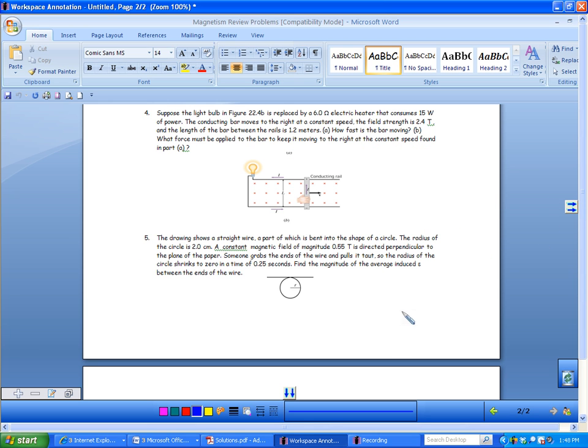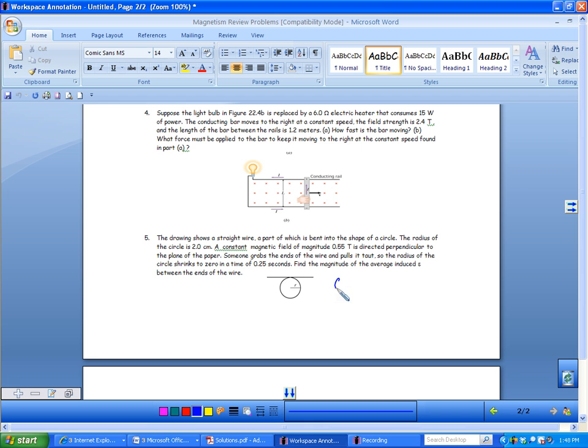Number 5 says the drawing shows a straight wire, a part of which is bent into the shape of a circle. The radius of the circle is 2 centimeters. A constant magnetic field of 0.55 Tesla is directed perpendicular to the plane of the paper. Someone grabs the end of the wire and pulls it taut so that the radius of the circle shrinks to 0 in a time of a quarter second. Find the magnitude of the average induced EMF between the ends of the wire.